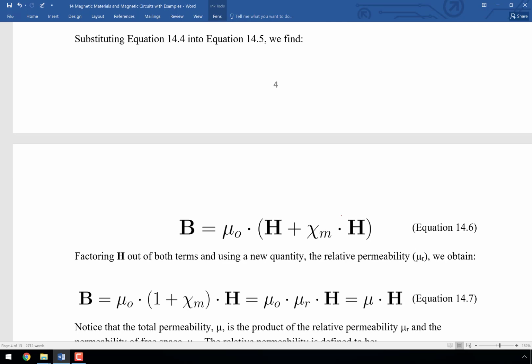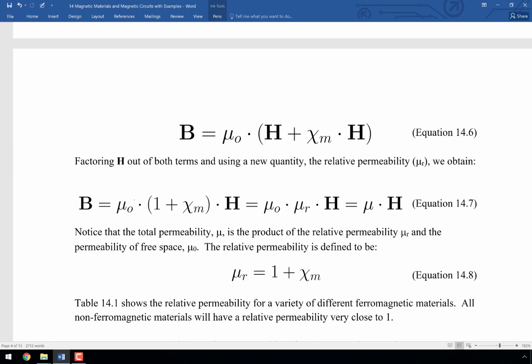Now we can factor H out of each of those two terms in the parentheses. We're left with 1 plus chi sub M, and we're going to define mu sub R to be 1 plus chi sub M. So this 1 plus chi sub M is simply going to become mu sub R. And then as we did with the epsilons, mu sub 0 times mu sub R, we're just going to call that mu.